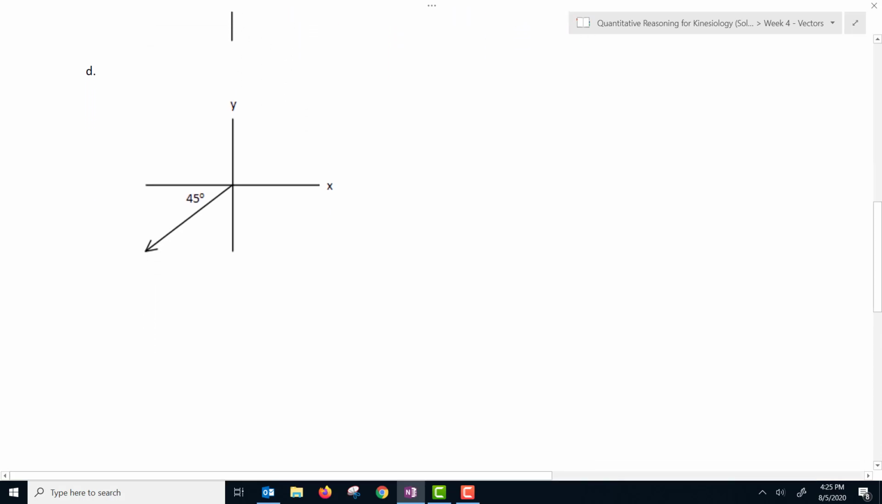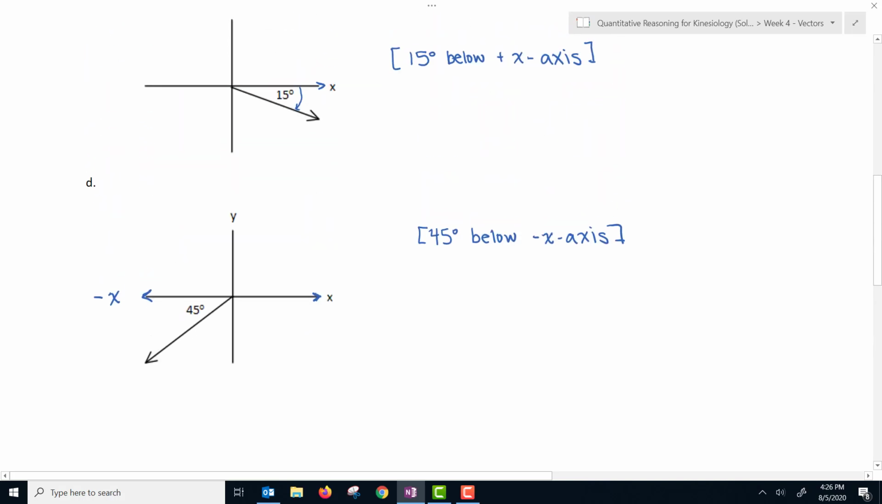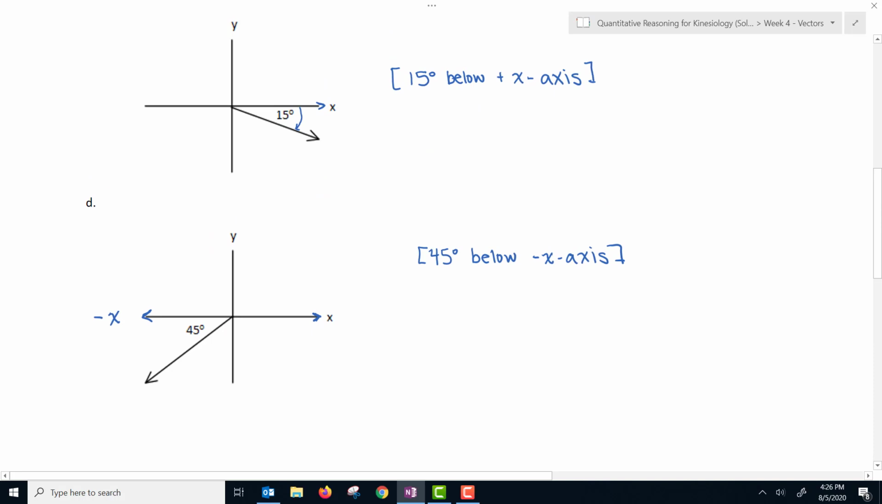Okay, let's do D. If you think you know how to do D, go ahead and do it. Pause the video and then continue to make sure you're correct. So here I have 45 degrees. It's below. And this time this is the negative x-axis. This is the positive x-axis pointing to the right, negative x-axis points to the left. So I'm going to say 45 degrees below the negative x-axis. And that's it. All right, so there we've practiced how to name directions.